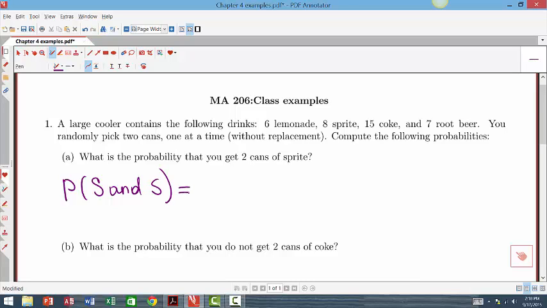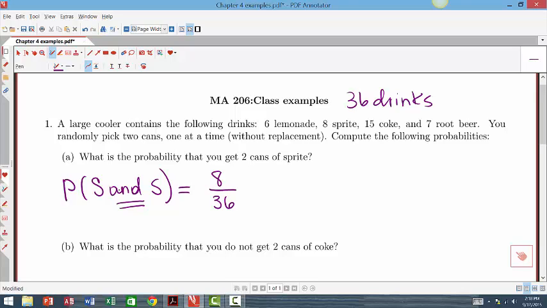Okay, so what do we do here? And means that I will be using the multiplication rule. Now I need to think this through. If I take my first drink without looking, and I want to know the probability of that being Sprite, I know that there are 8 Sprite total in the cooler, and there are 36 drinks total. So the chance of getting Sprite on the first try is 8 out of 36.